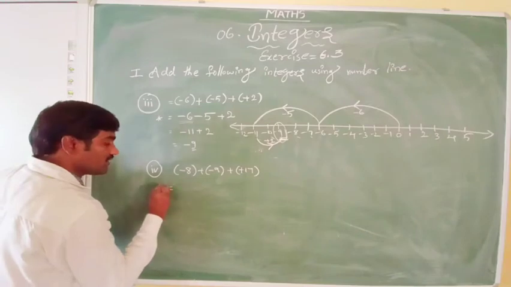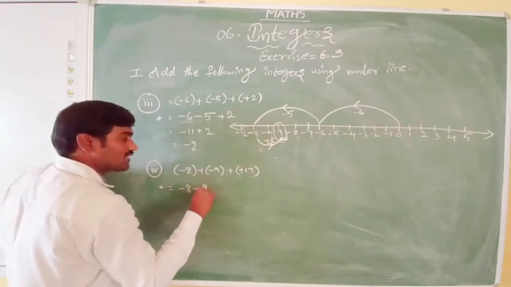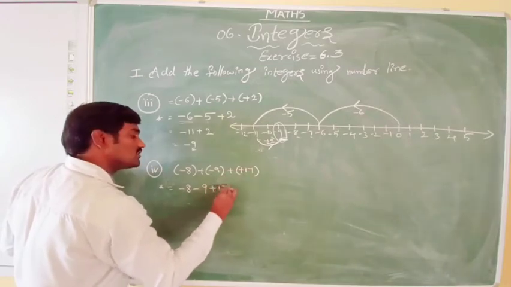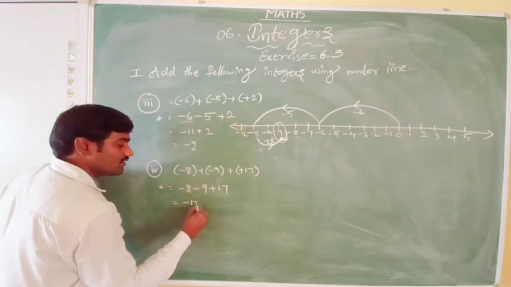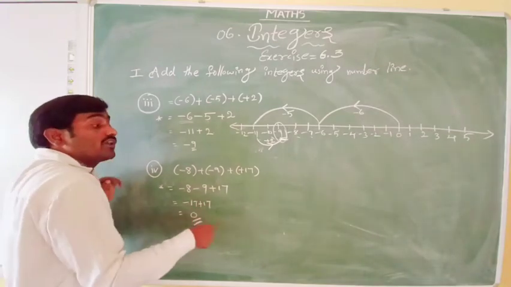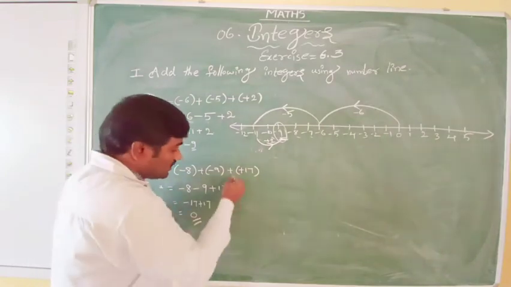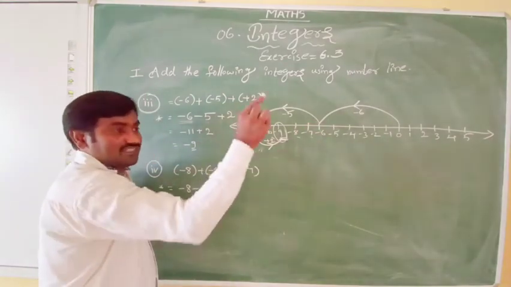First let us simplify here. This step is important. Minus 8 plus into minus, minus 9 plus into plus 7. Okay, let us simplify. Minus 8 to minus 9 now, minus 17. Here it is plus 17. That is equal to 0. That means we are going to get 0 on the number line. This is called simplification. This is on the number line. Both we have to get the same answer.